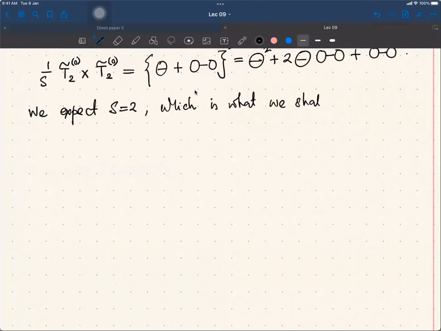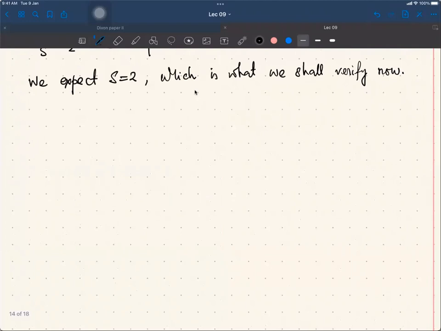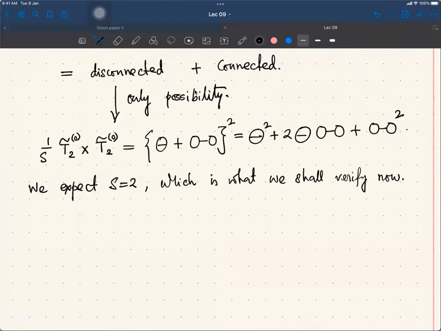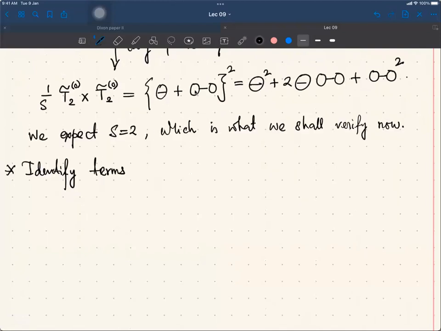We shall verify now. Okay, so the procedure is to identify the terms in T tilde 0,4 that give rise to T tilde 0,2 squared.